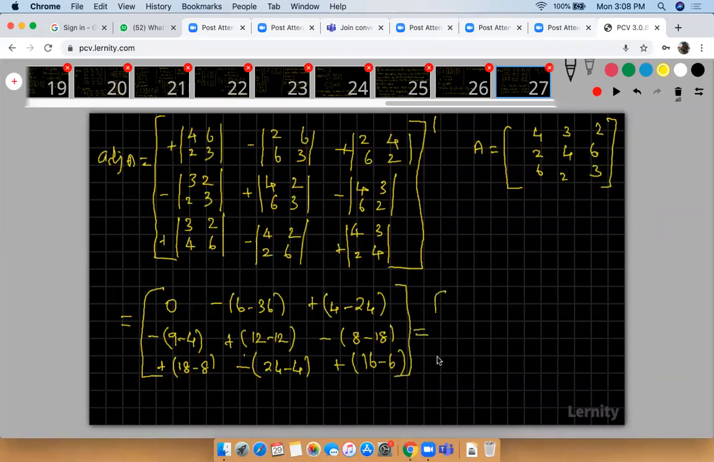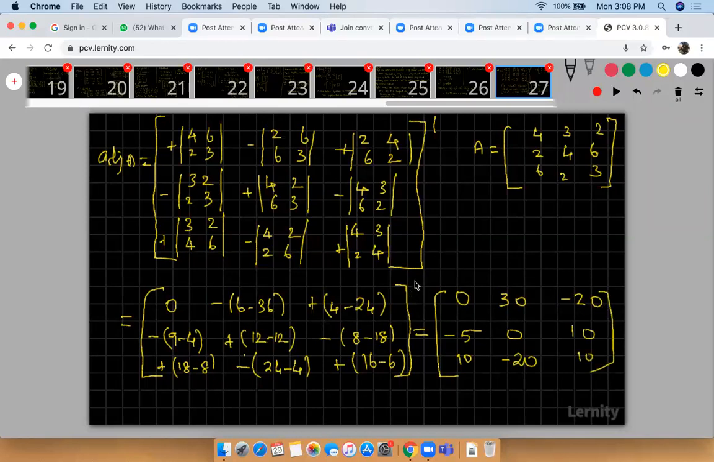So therefore this is equal to, this is 0. This is actually minus 36. 6 minus 36 is minus 30, minus into minus plus 30. Okay, and here minus 24 into plus, minus 4 minus 24 minus 20 into plus, that is minus 20. Okay, and here it is plus 5 multiplied by minus, minus 5. And here it is 0. Here it is minus 10 multiplied by minus, that is plus 10. And here 18 minus 8, 18 minus 8 is 10 multiplied by plus. 24 minus 4 is 20, 20 minus multiplied by minus, minus 20. And here 16 minus 6 is 10.